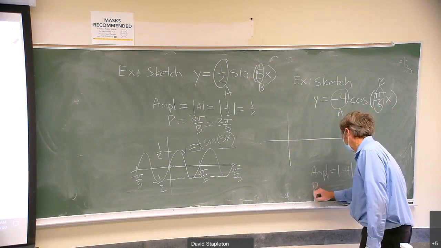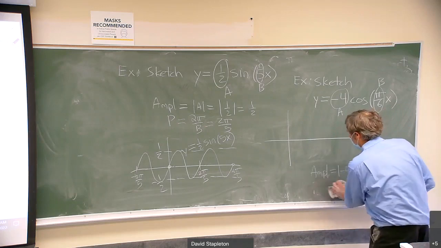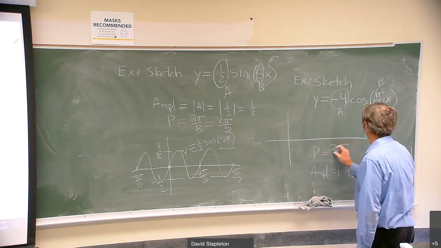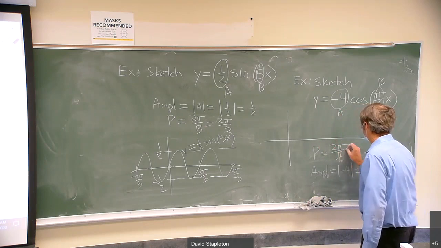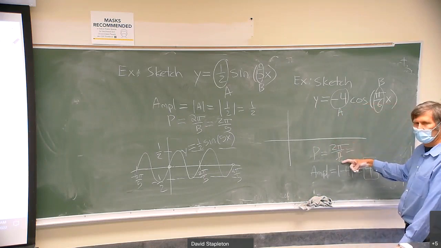Period P is always 2 pi over B. Let me put it up here. Period is 2 pi over b, 2 pi over pi over 6. And be careful on these, because people will say, oh, that's 1/3, right?